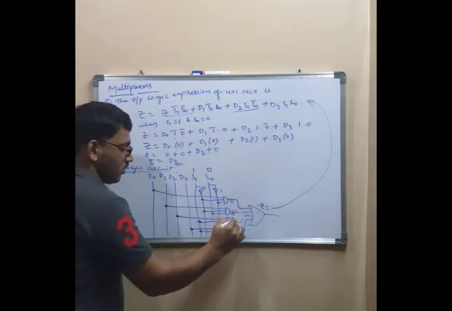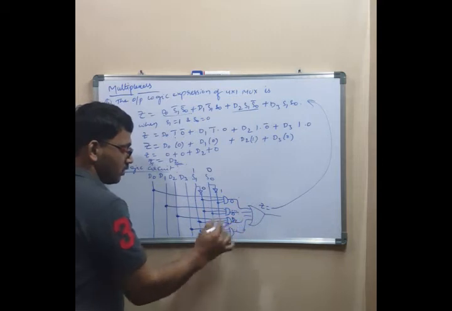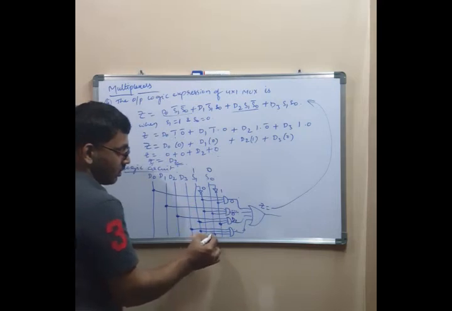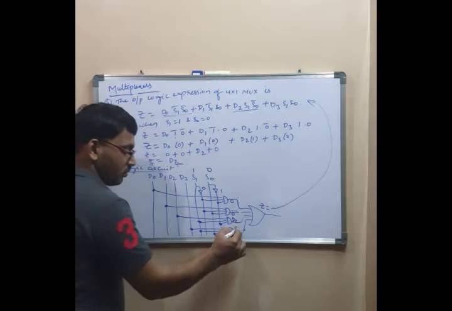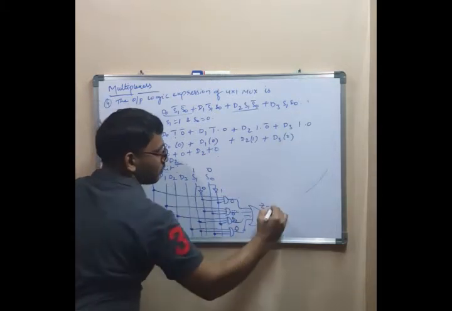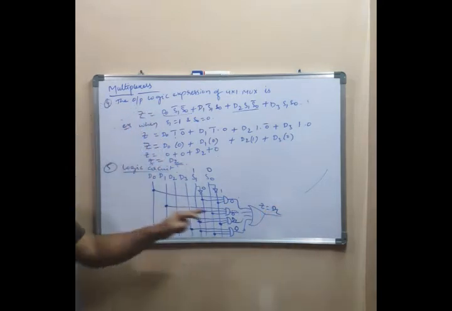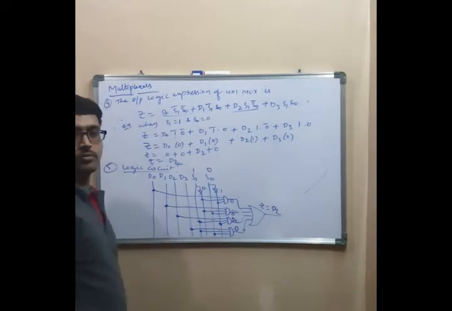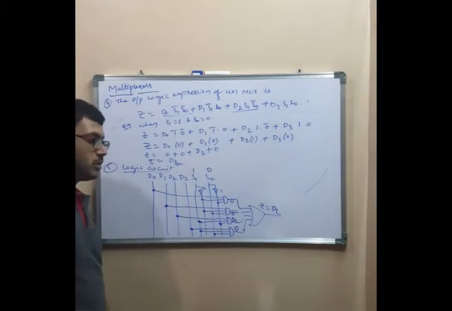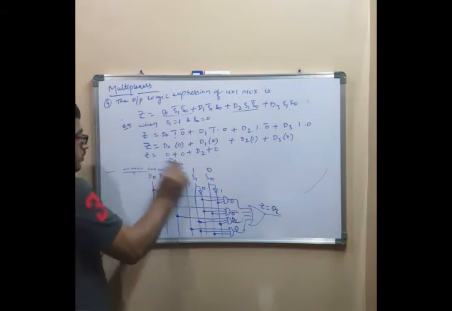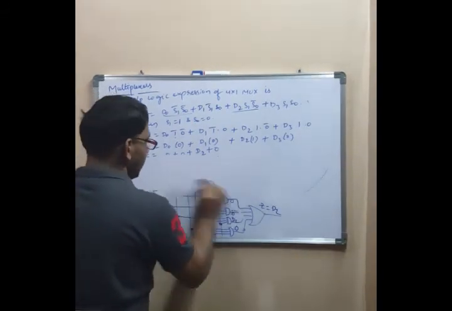This is D2. Next, D3, 0 is connected to one input of the AND gate, so this will be 0. So finally Z is equal to D2. Right, this is the verification. You take a pencil for verification so that you can erase afterwards, right? So this is a 4 into 1 mux. In the same fashion, you design an 8 into 1 mux.